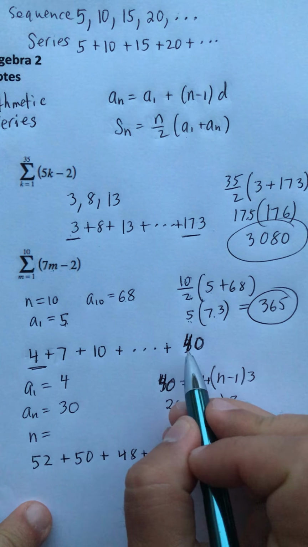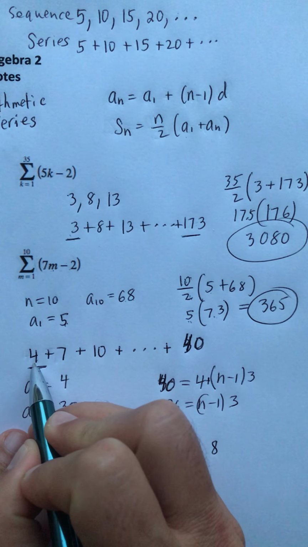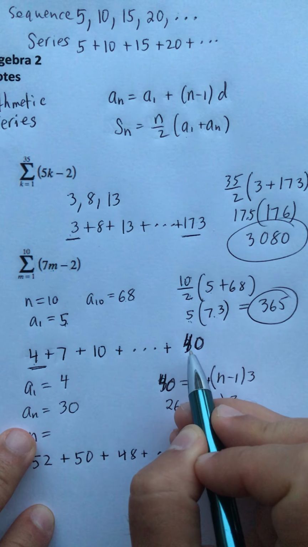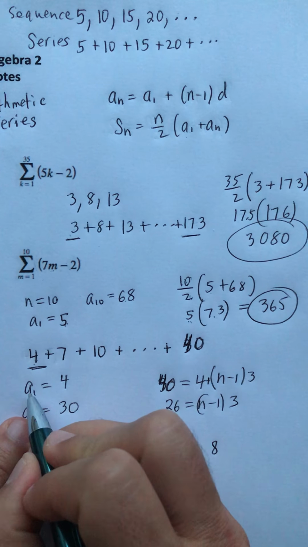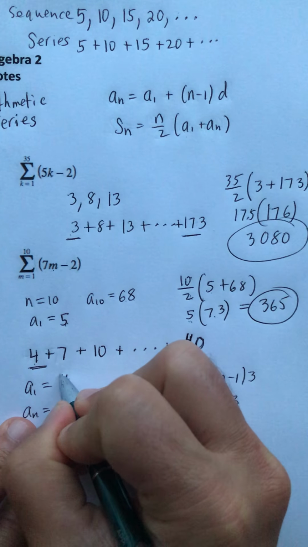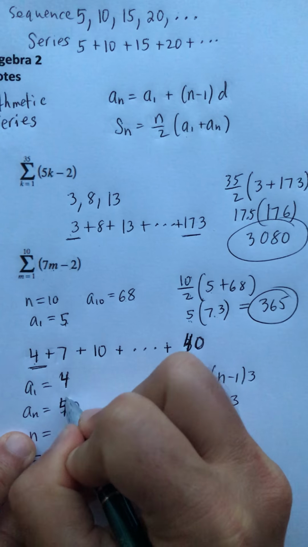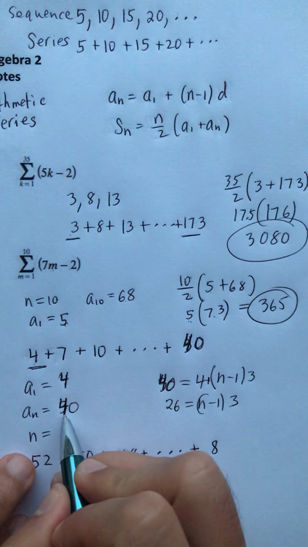Now the next one. I want to add this sequence together. I want to add these numbers together, starting with 4, 7, 10, some numbers missing, and then the last number is 40. So I need to know the first term. The first term is 4. The last term is actually 40. I changed that. The last term is 40. So the first term is 4, and the last term is 40.